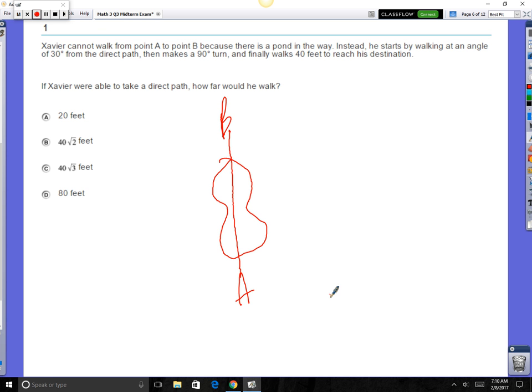So he takes off at an angle of 30 and then makes a 90. So I think I got the picture wrong. So if he goes at an angle of 30, well, maybe I don't. So let's say that is a 30 degree.